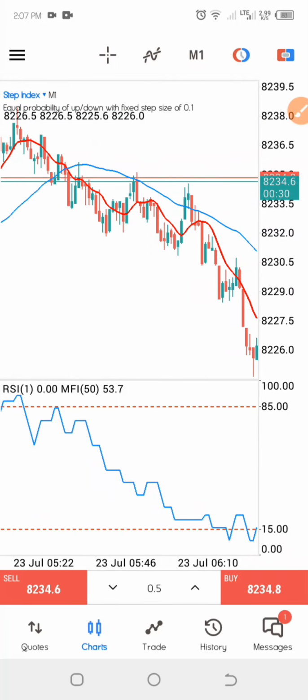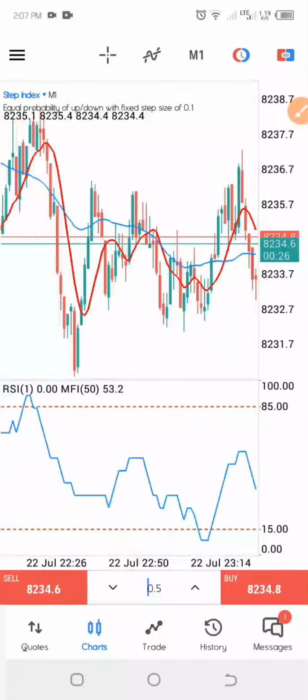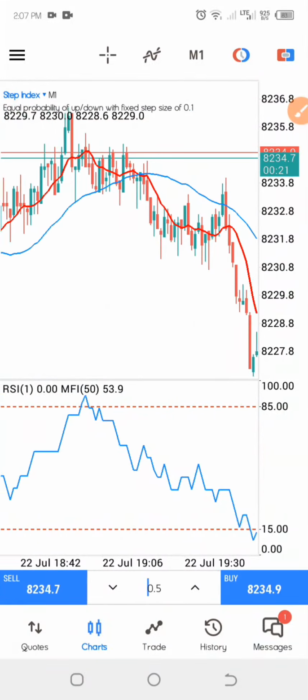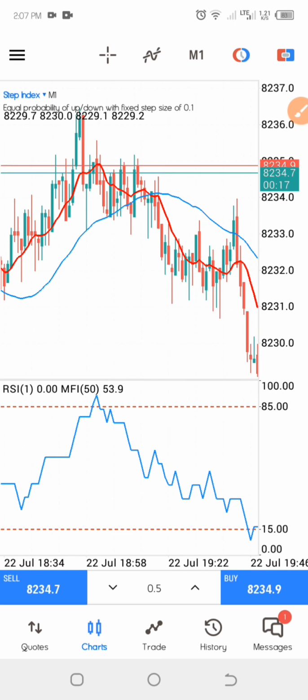So let's go back to price and look for more examples. This strategy is very simple and straightforward, and I can guarantee you that if you make use of this strategy wisely, you are going to be making a lot of money. Now this is another example right here, and this is another trade.